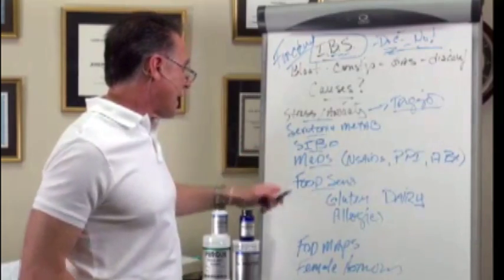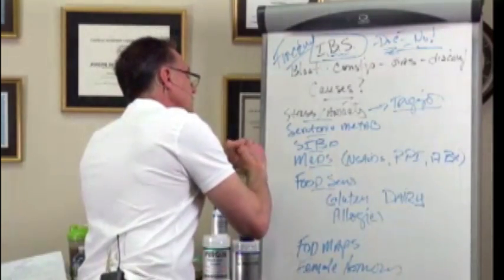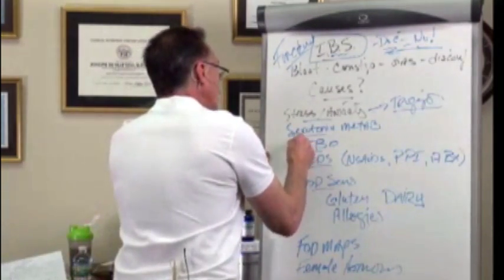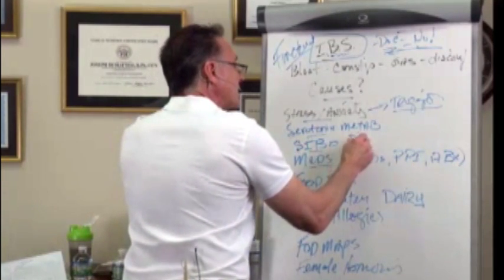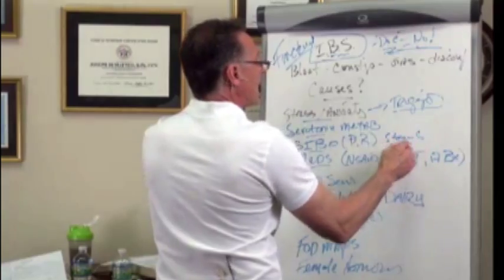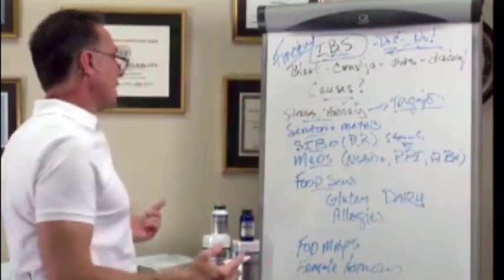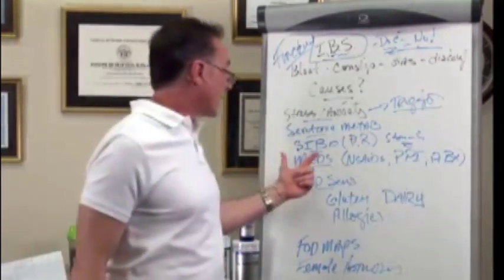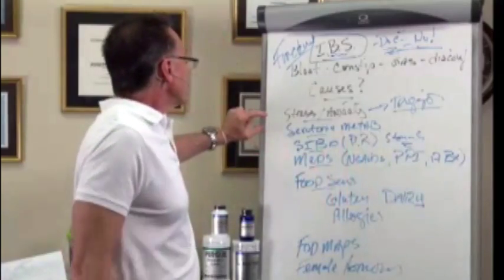Small intestinal bacterial overgrowth, SIBO. All that really means is you've got a lot of bad bacteria growing in your gut, and that impairs the whole digestive process. That impairs the elimination process.